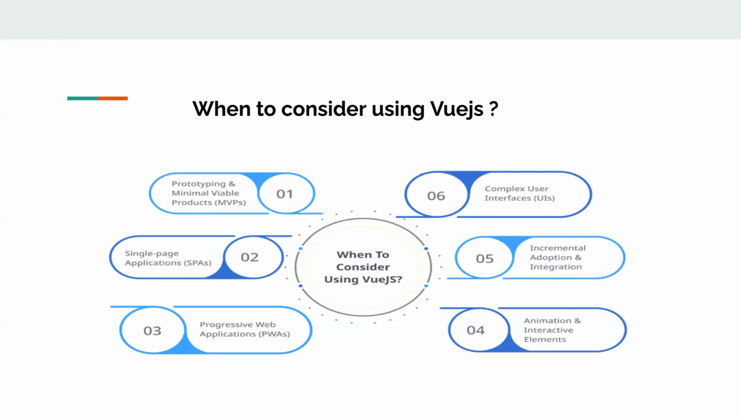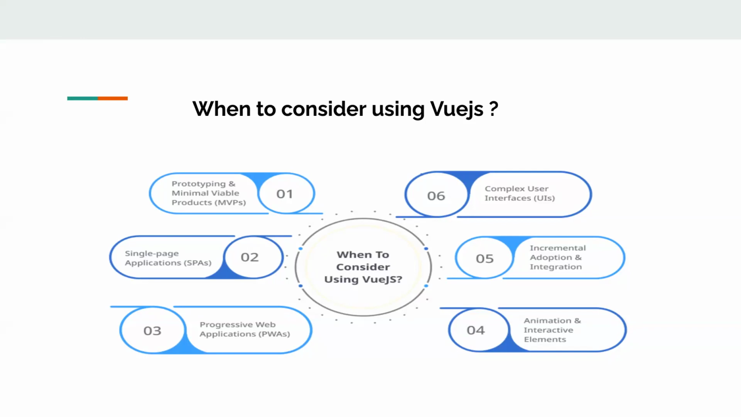Then the fourth one is animation and interactive elements. That means Vue.js provides many plugins. Vue.js provides animation libraries like transitions and GreenSock animation platform, allowing the developer to create UI animation easily. So that is one of the main reasons we consider Vue.js. And the fifth one is incremental adoption and integration. I already told you that Vue.js is very easy to integrate with an existing project. So that is one of the considerations for using Vue.js.